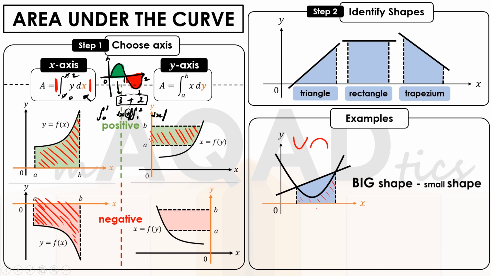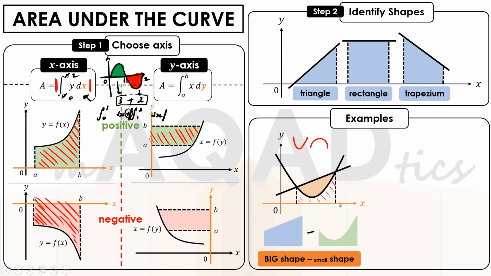Okay, so I already found my 2 shapes. The big shape, which is the trapezium, minus the small shape, which is the area under the curve. So to find the area of the shaded region, I just need to do this: big shape minus small shape. This one I can use the area of trapezium formula, and this one I can use the formula from here to find the area. Then I minus them together, then I can get my answer.